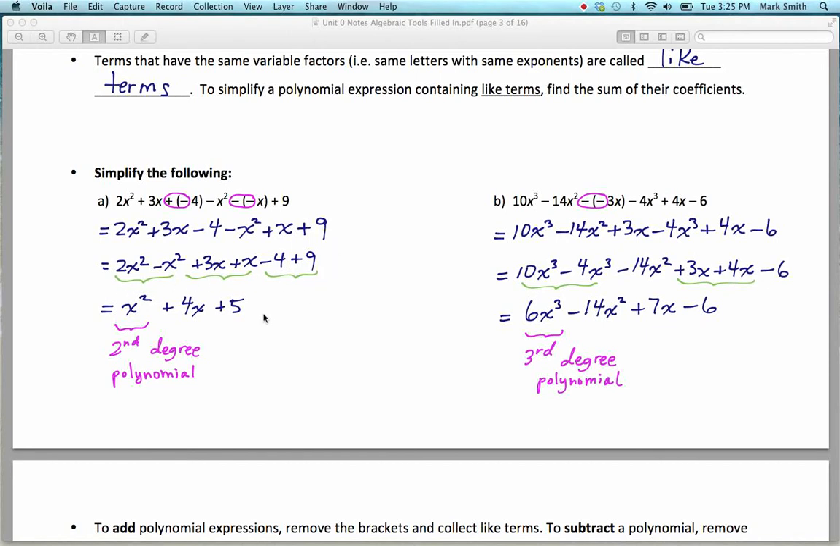You can go straight from here to here. At this point, we would just do 2 minus 1 to get the 1, and then 3 plus 1 to get the 4, and then negative 4 plus 9 to get the 5.